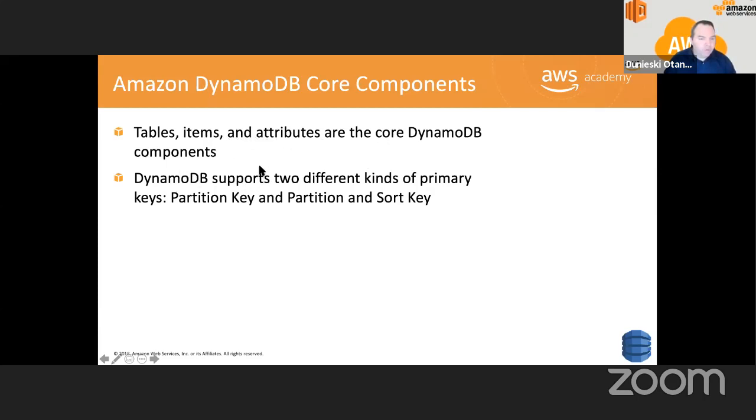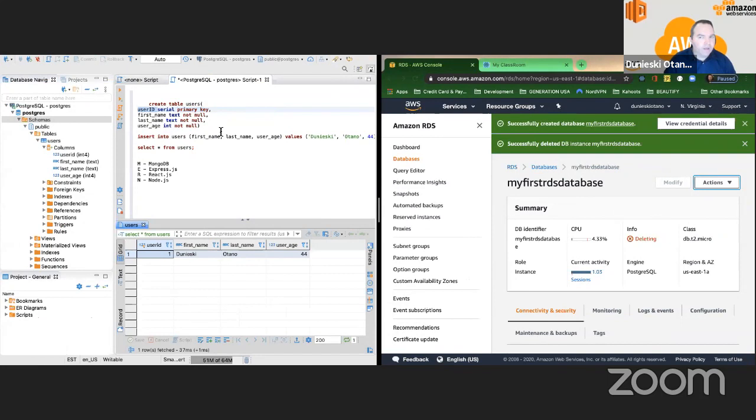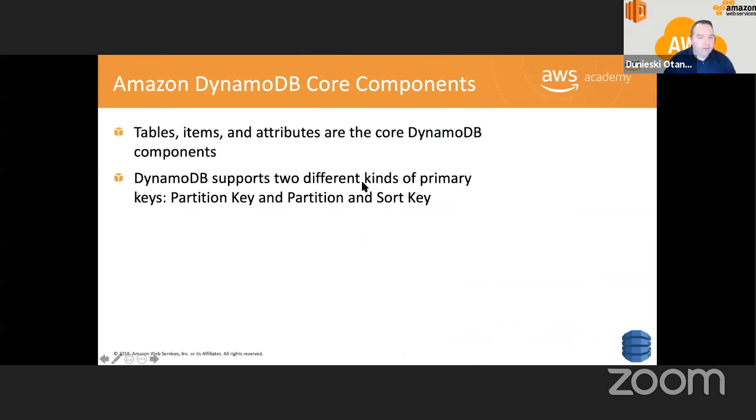But when you create a table, you can create 2 kinds of primary keys. In this case, we have only one, the user ID. Here, we have 2 primary keys: the partition key, and the partition and sort key. The partition key is usually for IDs, and the sort key is usually for things that can be sorted, for example a creation date or a last name, something that can be sorted chronologically or alphabetically.